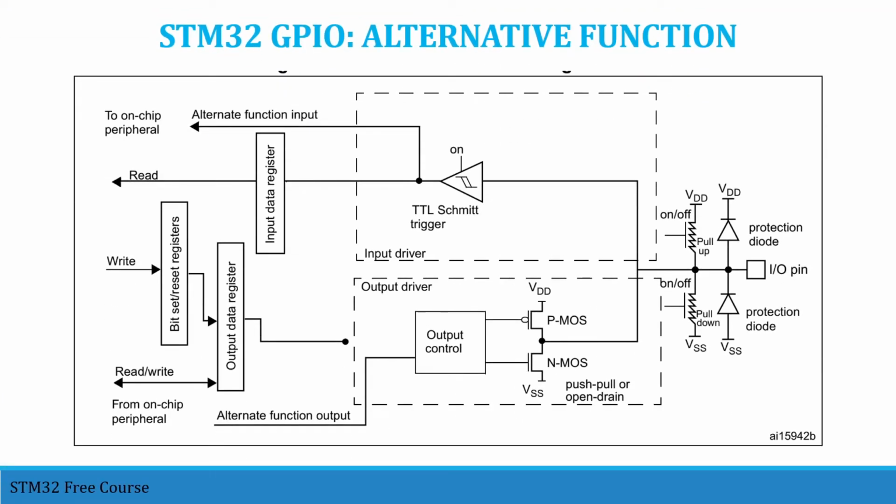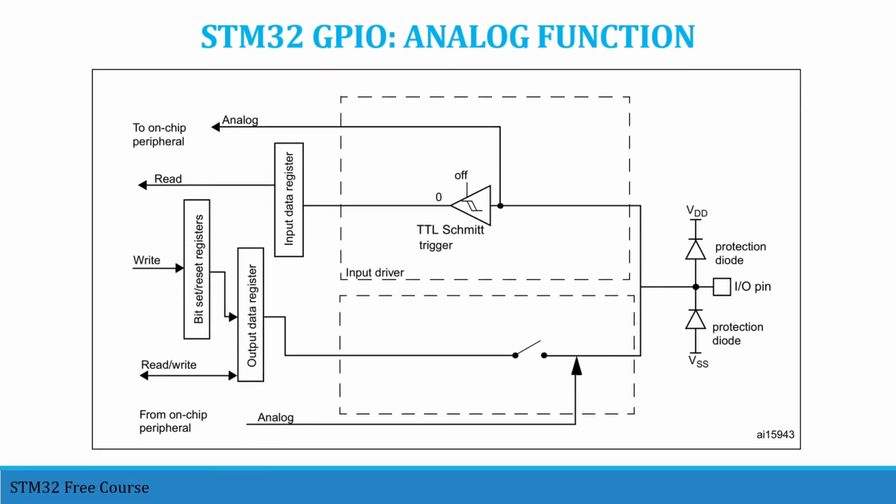When set as alternative function, the GPIO will have all configurations. The output pin will be connected to the alternative function register, while the input pin is connected to the alternative function and still connected to the GPIO input data register. When set as analog function, the output and input will be disconnected from the GPIO data register and connected to the analog function. The analog function has no pull-up or pull-down configuration, and also no push-pull or open drain. Please remember, when set as analog function, it is no longer 5-volt tolerant.